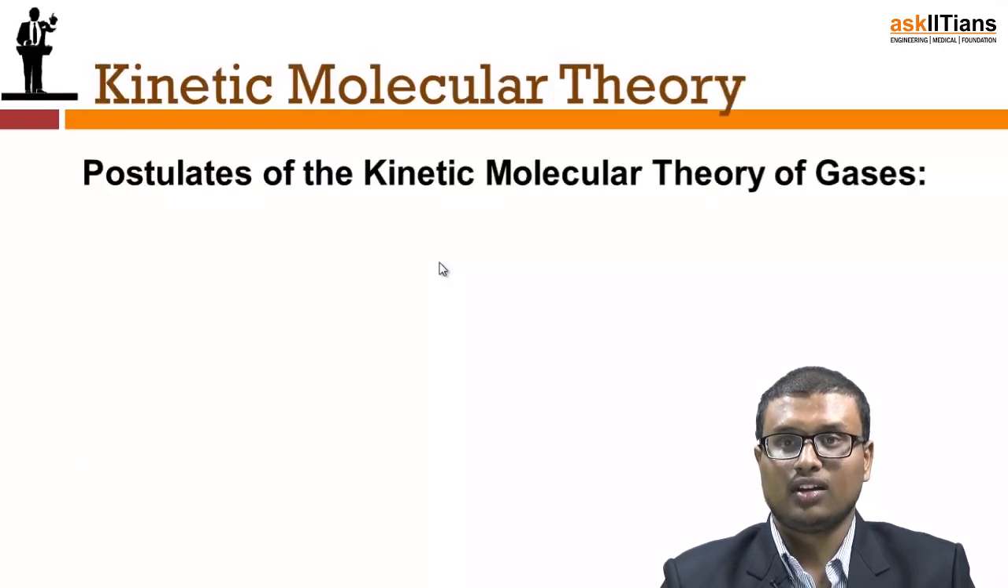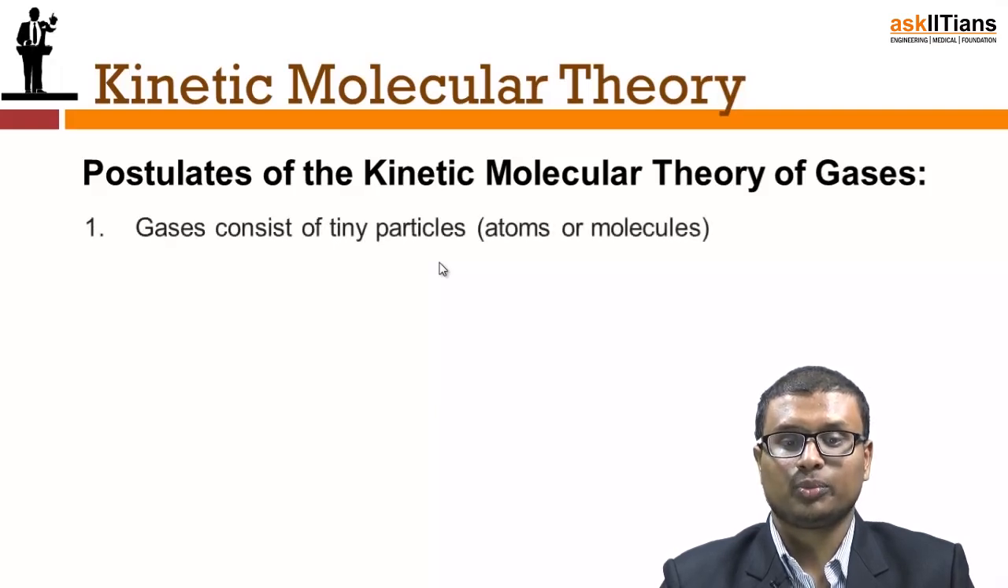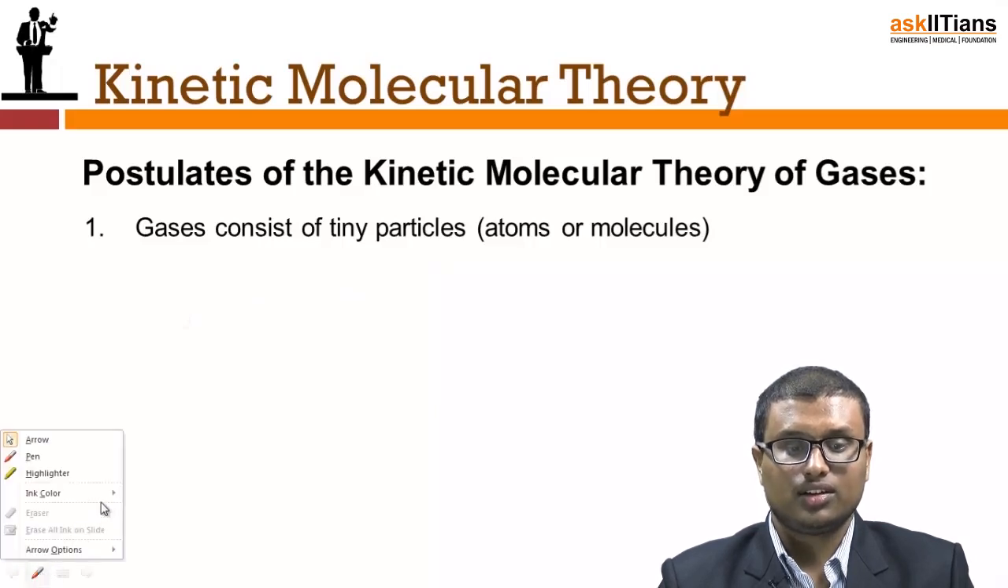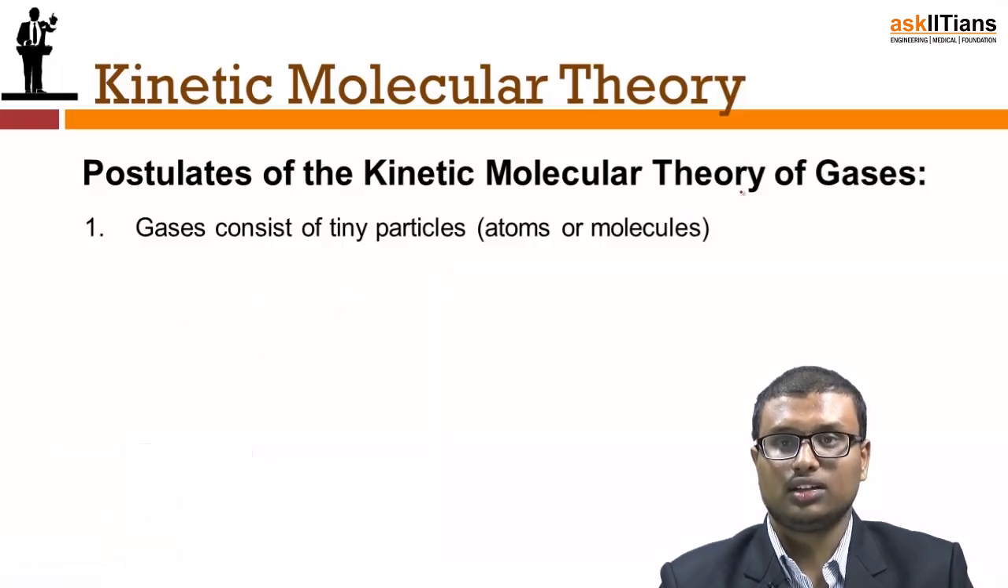So what can I say? There are certain postulates. These postulates combine to give a theory, which is kinetic molecular theory. So in this theory, you will be learning the different postulates of the kinetic molecular theory of gases. So what are the different postulates? Gases consist of tiny particles of atoms, right? According to the kinetic molecular theory, gases consist of tiny particles. Those particles can be atoms, or they can be molecules as well.